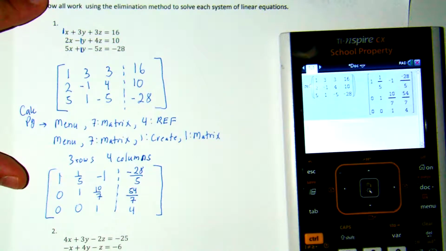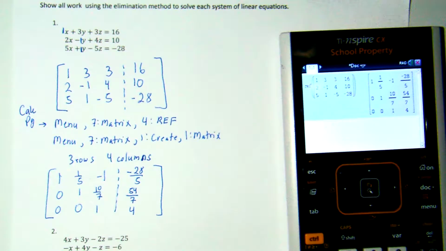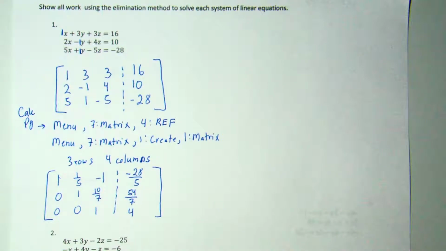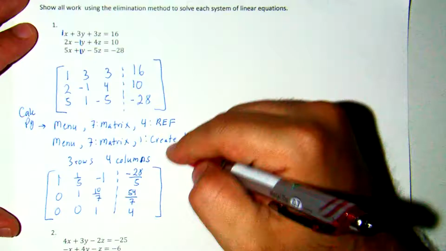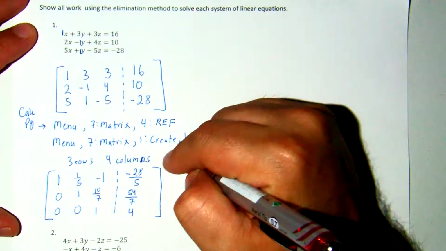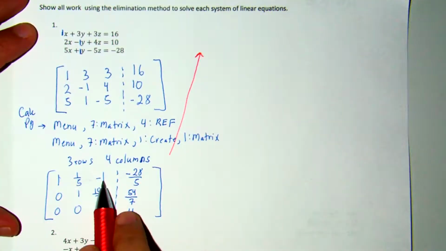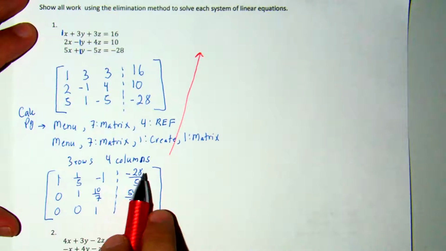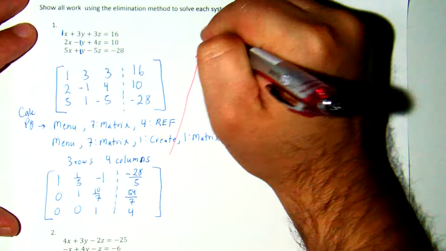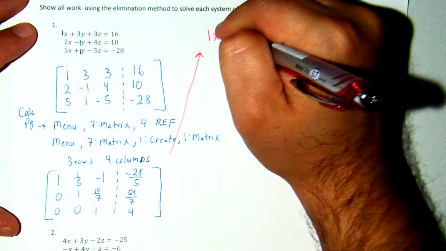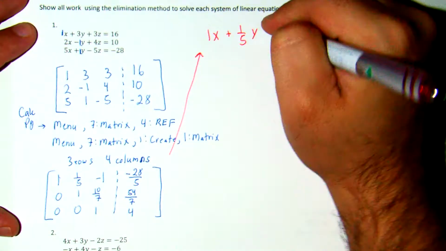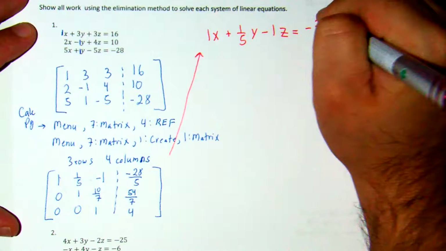Okay, so this part, we're going to come back to the calculator and use nsolve, but let's set up our system of equations. Pulling straight from this is where we get our system. Remember that that's my x terms, y terms, z terms, and then the number that they equal. So we get 1x plus 1/5 y minus 1z equals -28 over 5.